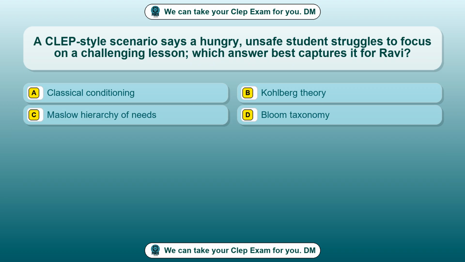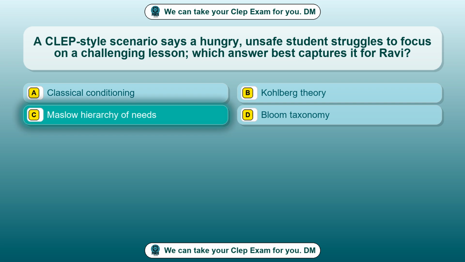Question 33. A CLEP style scenario says a hungry, unsafe student struggles to focus on a challenging lesson. Which answer best captures it for Ravi? Option A, classical conditioning. Option B, Kohlberg theory. Option C, Maslow hierarchy of needs. Option D, Bloom taxonomy. The correct answer is option C, Maslow hierarchy of needs.